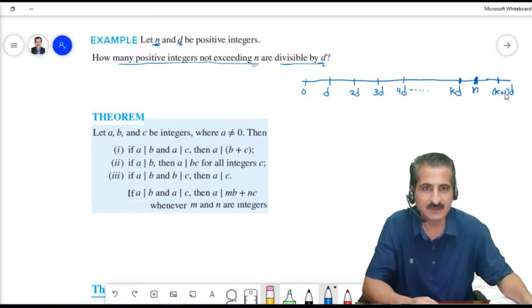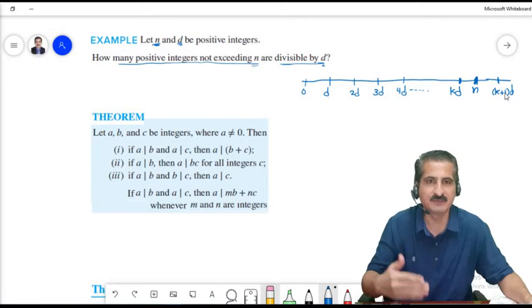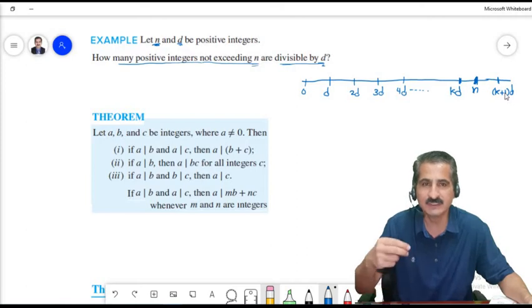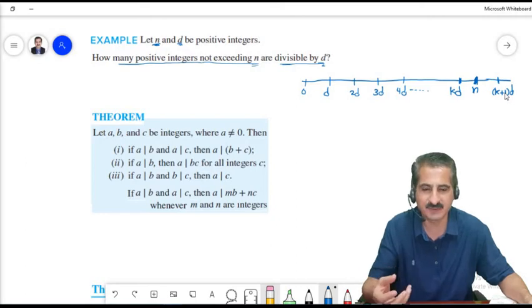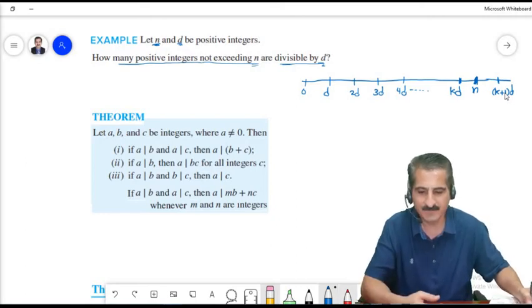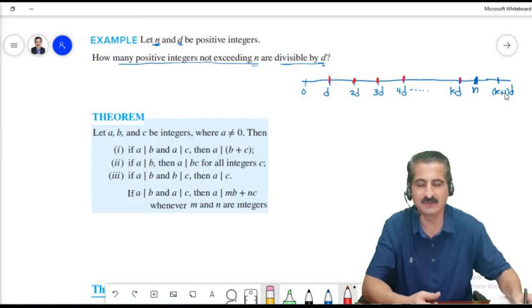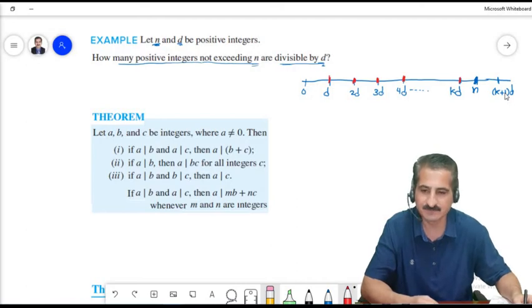Okay? So this is the idea. I keep taking multiples of d till I get a little before n or on n itself. And then the next jump will take me after n. So these are the multiples of d that we are asked to count, how many of them there are. Okay? So can we count them? It is k. What is k here? How many of them are there?